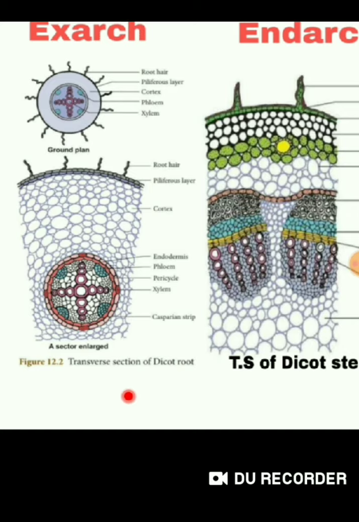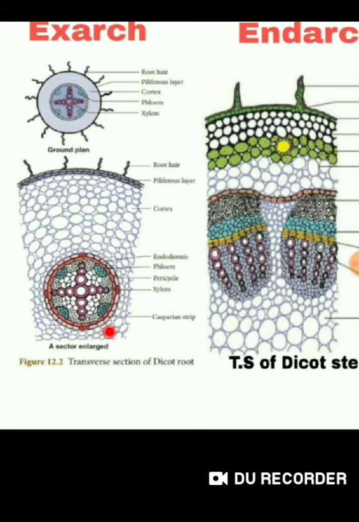Protoxylem is the smallest one. This center one is xylem. Here you can see this is the xylem. Protoxylem is the small xylem, whereas metaxylem is the biggest one. This protoxylem is comparatively small and it develops first. In endarch type of arrangement, you can see protoxylem is arranged towards the center and metaxylem towards the periphery. This type of arrangement, that is endarch, can be seen in the stems.